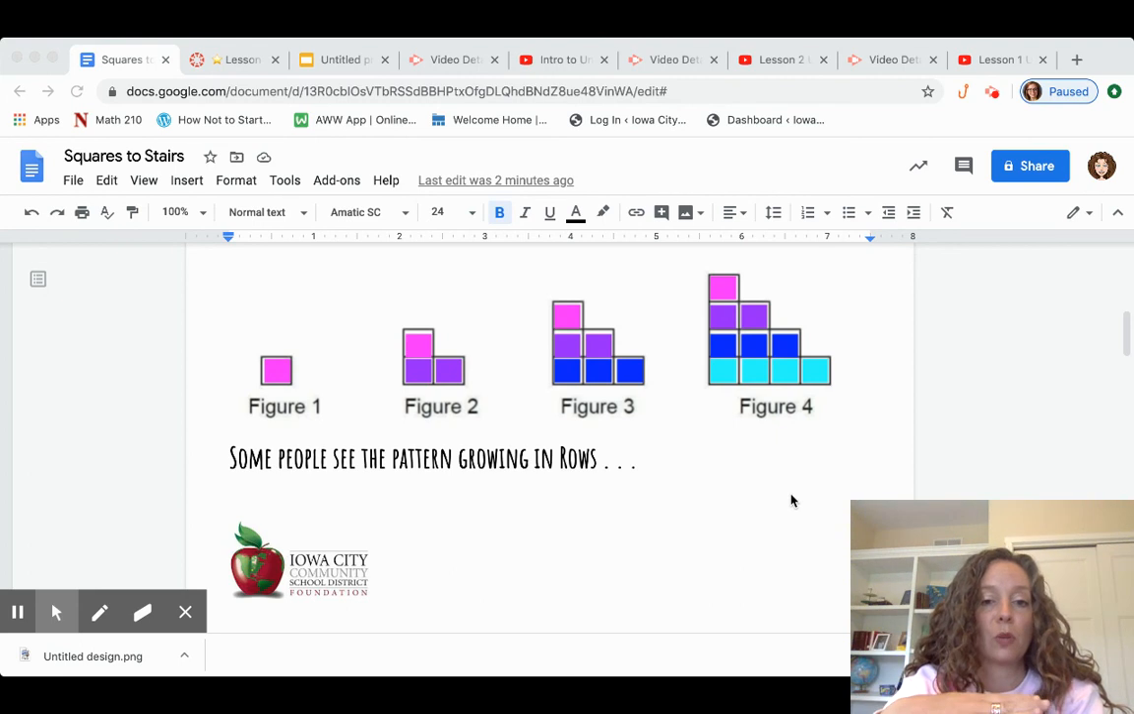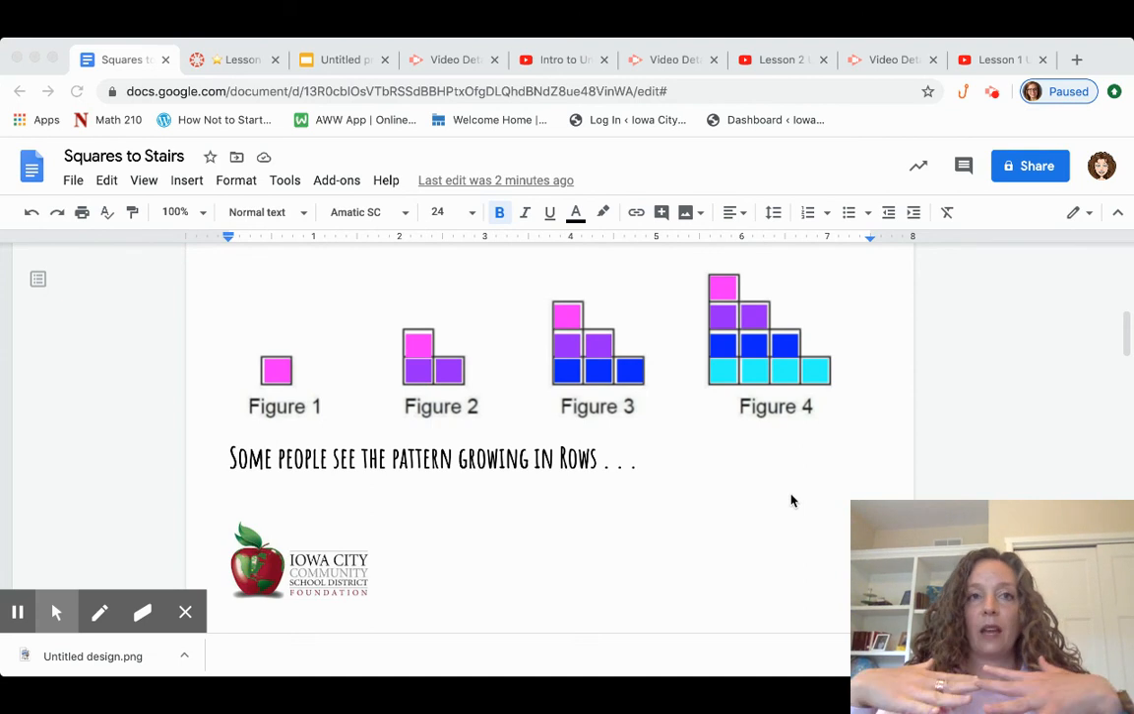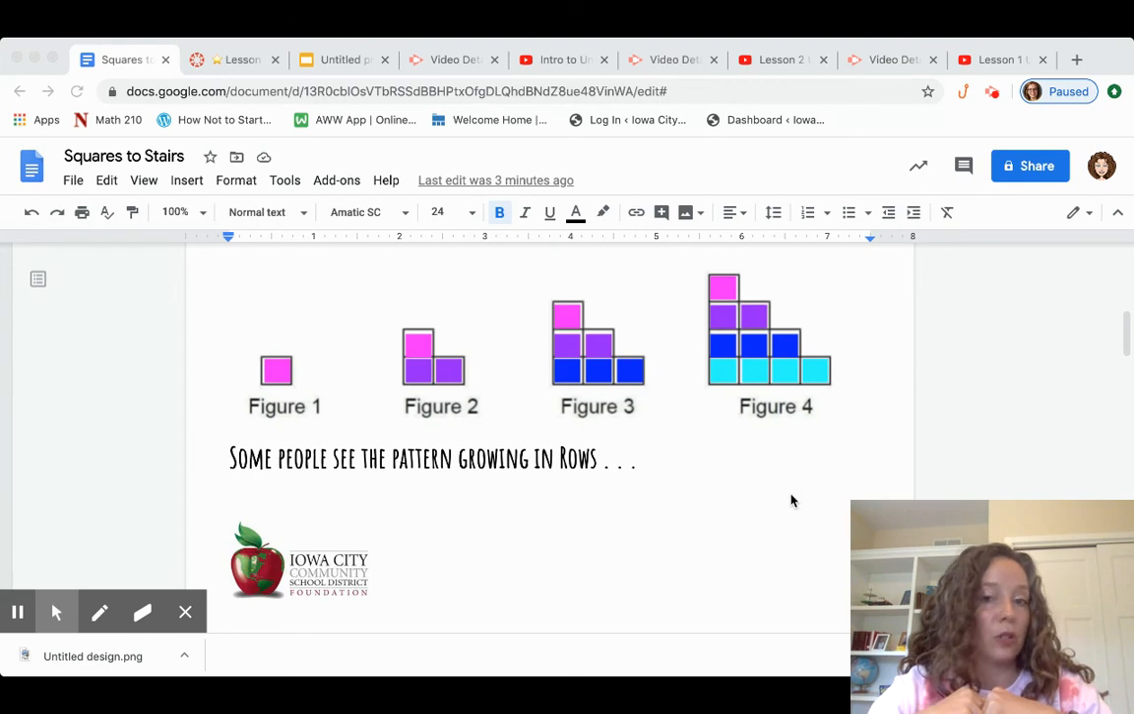And then two purple squares get added underneath it. And then three blue squares in figure three. And then four, I don't know what you would call that color, teal. Four teal squares get added in figure four. So again, you can think about if you see the pattern growing this way, then what would figure five look like? Where would you put the new squares and how would you color them?